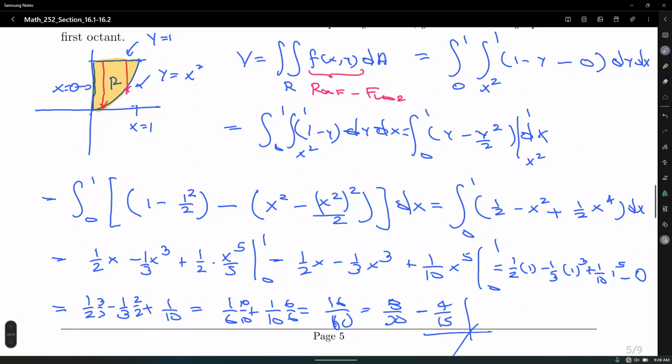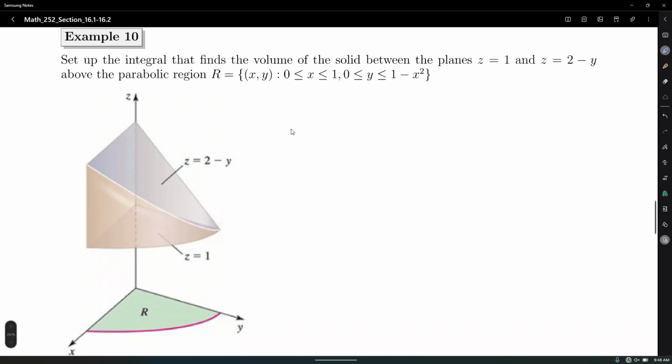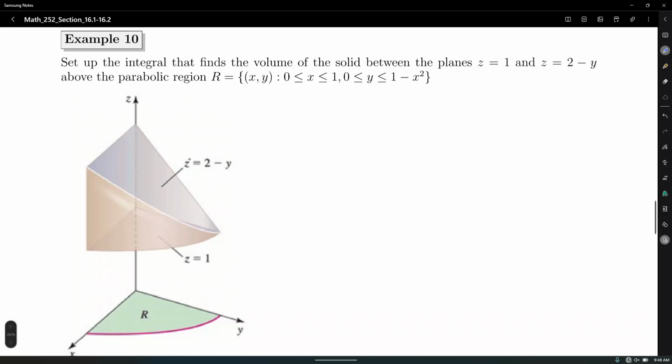Okay, the next exercise. So guys, in some cases, you will be asked to only set up, not evaluate, which is the next exercise. Set up the integral that finds the volume of the solid between the plane z equals to 1. That's actually a very similar picture that we just did, but it's actually shifted 1 unit in the z direction, and bounded below by z equals 1 and bounded above by z equals to 2 minus y. Well, the other one was 1 minus y. All right?